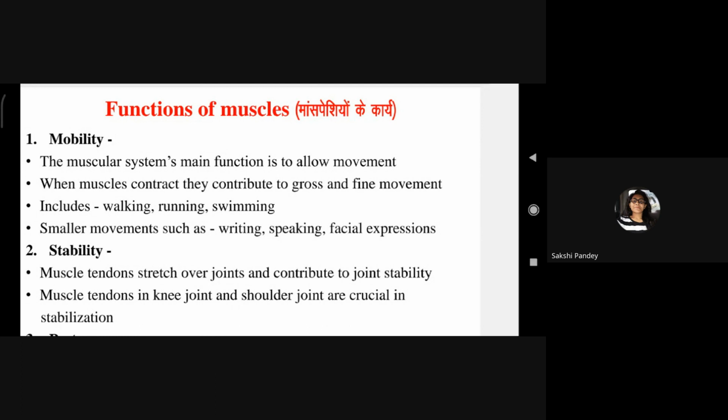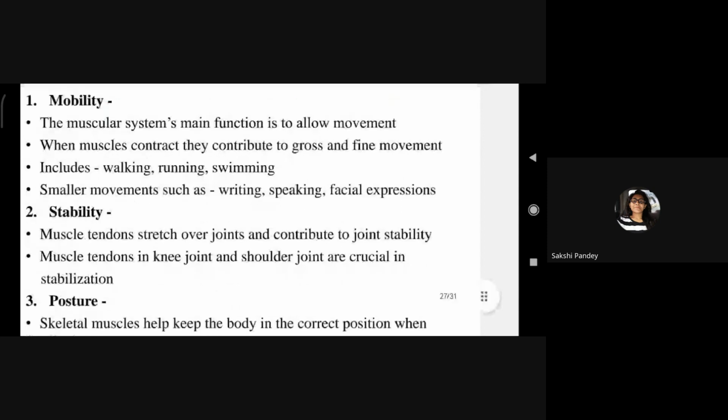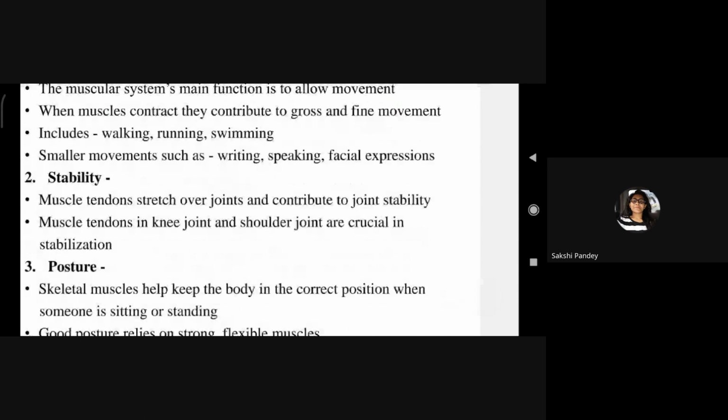Next is stability. Muscle tendons stretch over joints and contribute to joint stability. Muscle tendons in knee joint and shoulder joint are crucial in stabilization. So tendons play a very important role in stability. Otherwise, we would not get stabilized. हम लुढ़कते रहते हैं किसी भी time पे.